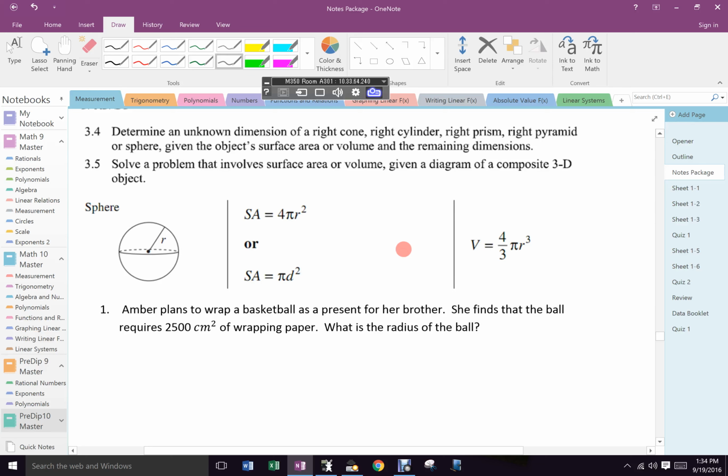But I'm going to do two things with spheres. I'm going to use it to cover two of my bases. I'm going to use it to explain finding surface area and volume of spheres, because that's the job, but I'm also going to use it to remind you of algebra, okay? Because you got to be good at algebra.